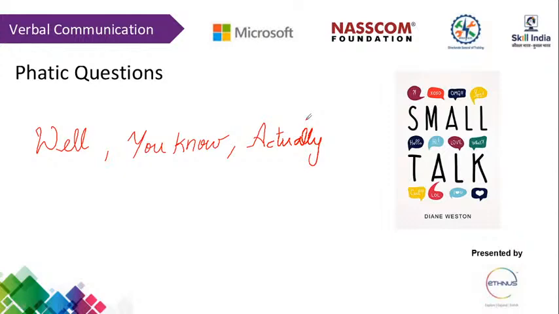So these are some of the important points that we need to know in phatic questions: please add something extra to it so that your question will look more and more beautiful. Similarly, you might have some questions in your mind, especially questions that you directly ask, like where do you stay? Instead of asking where do you stay, you can start a conversation. Actually, I stay nearby here. Where do you stay? This has more impact than just asking where do you stay, because you are also giving an answer to it.